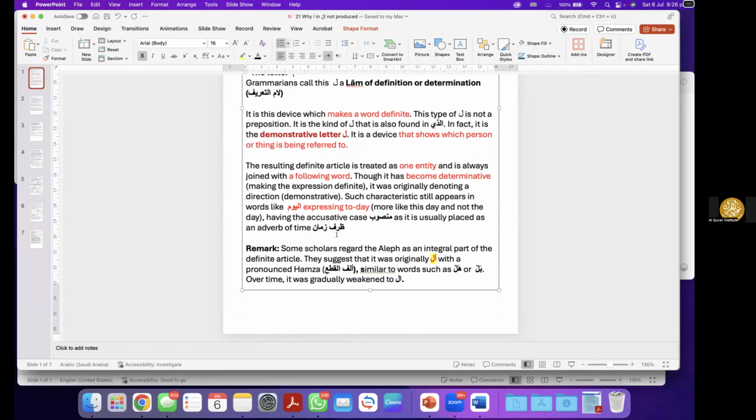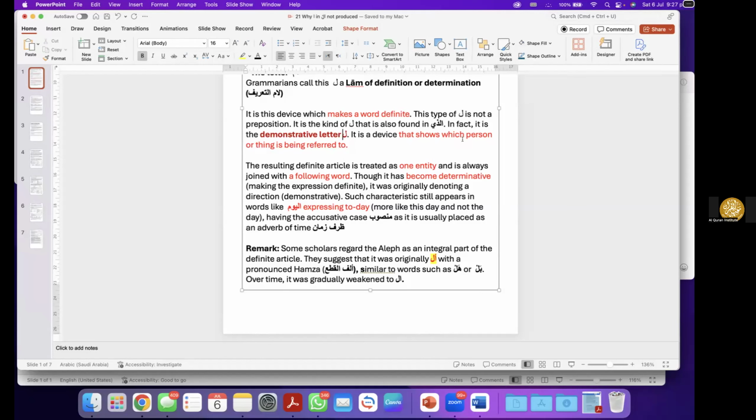This type of al is not a preposition. Normally lam has a lot of activities, and one of the very common properties of lam is that it becomes a preposition before an ism. It is the kind of lam that is also found in alladhi. That al is this al. As soon as you see alladhi, it is a definite noun. That lam is this lam. Alhamdulillah's al. In fact, it is the demonstrative letter lam. That is the point.